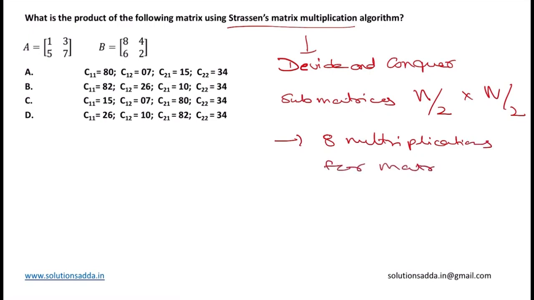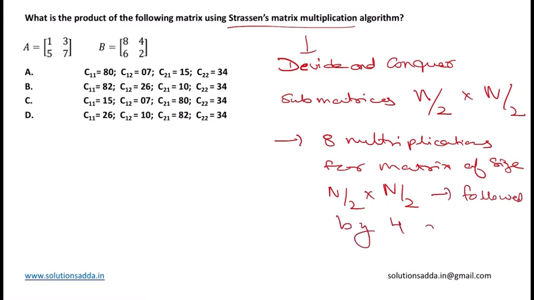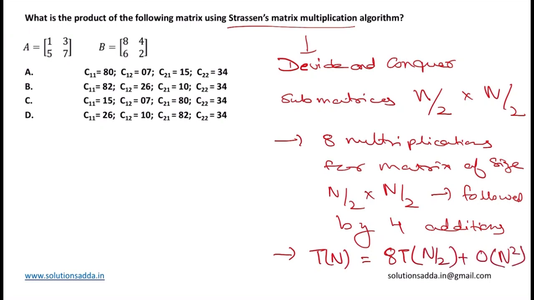for matrices of size n by 2 cross n by 2, followed by 4 additions. Therefore, its recurrence relation will be order of n square. So let us perform the multiplication using this.